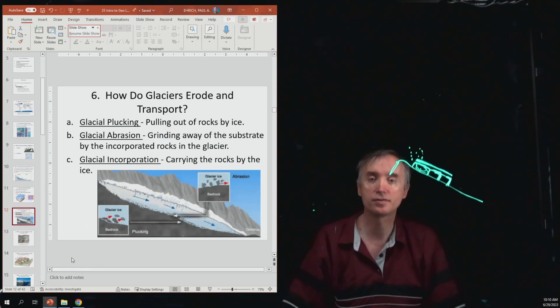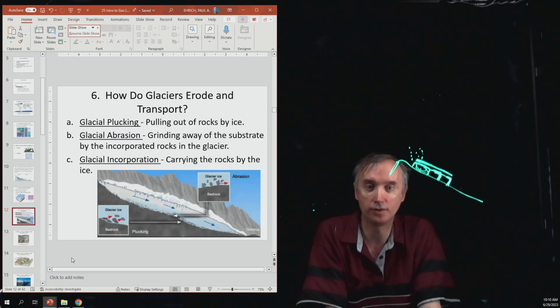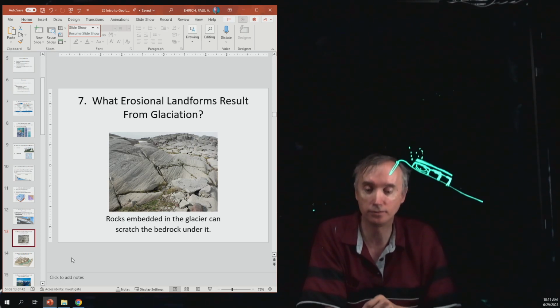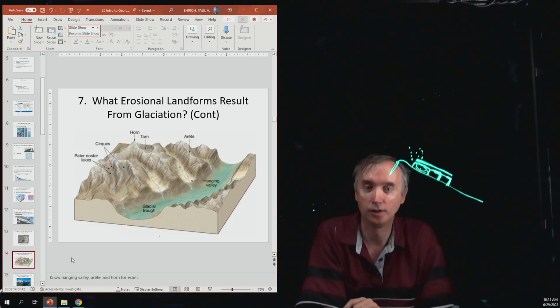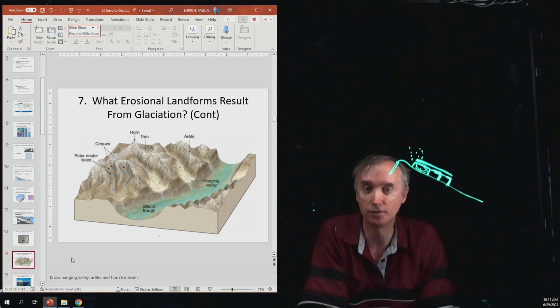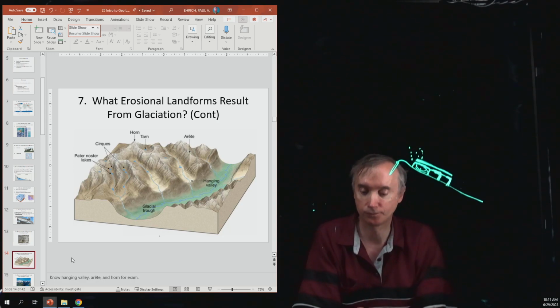So here are some words that you should know for the exam. What is glacial plucking, glacial abrasion, glacial incorporation? You should know what glacial scratches are and what causes them. Okay, then you should also know what a horn and a cirque and a hanging valley are. So these are some things that a glacier can make, and you should know what causes them.